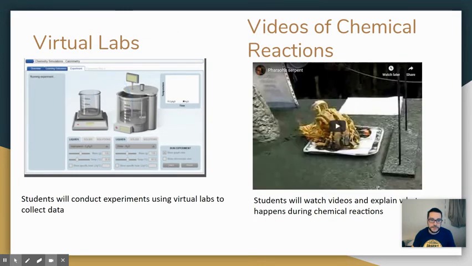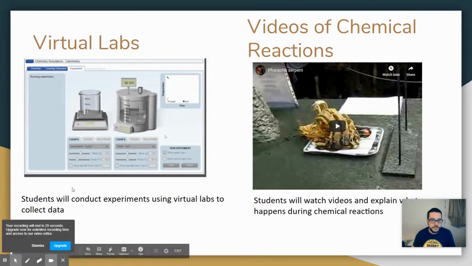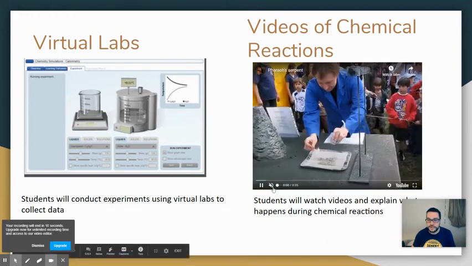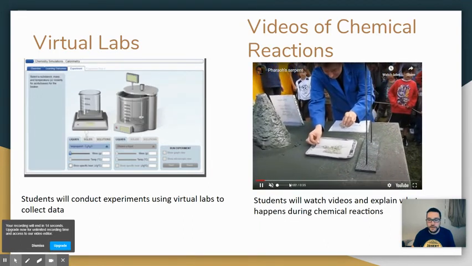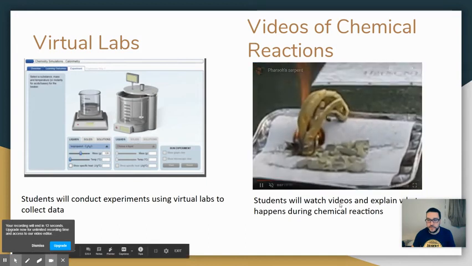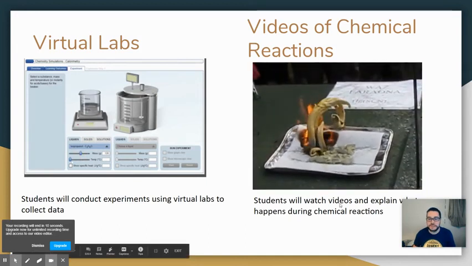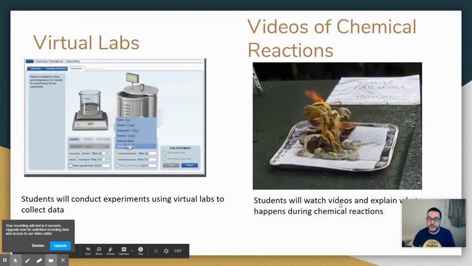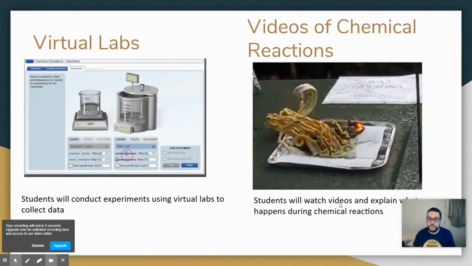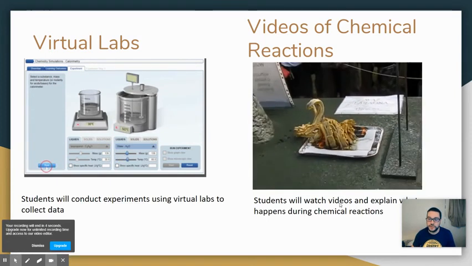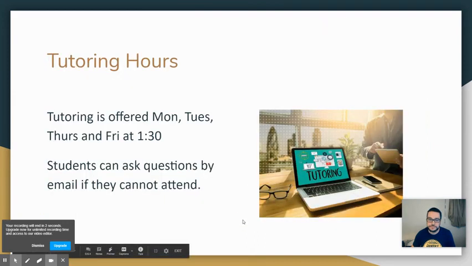With virtual labs, we can see here, this is going to be an experiment that students can take a look at. They can collect data based off of different inputs that they do. And then lastly, we have videos like this Pharaoh's serpent. This is a demonstration of a chemical reaction that we would use in class, usually as a warm-up so they can see what we're learning about. And this is a really cool one.